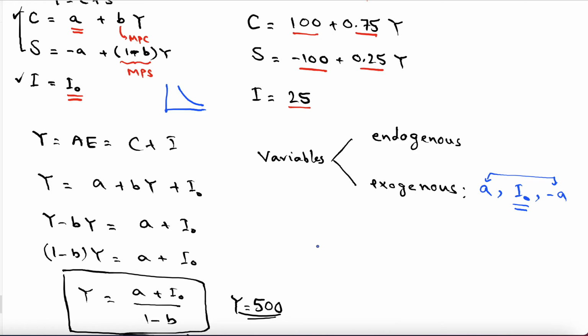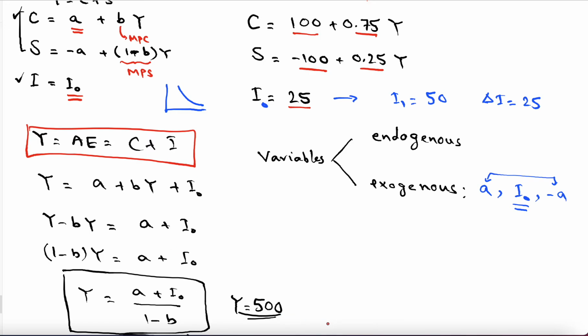Now, if I tell you that investment, say I0 equal to 25, is changing to I1 equal to 50, it means the change in investment is 25. One way is to put 50 instead of 25 into the equilibrium condition, solve it again, and determine the new equilibrium. Another way is to say that one of these exogenous variables is changing, so how much is Y going to change? It is the partial derivative of Y with respect to one of the exogenous variables, let's say I0.